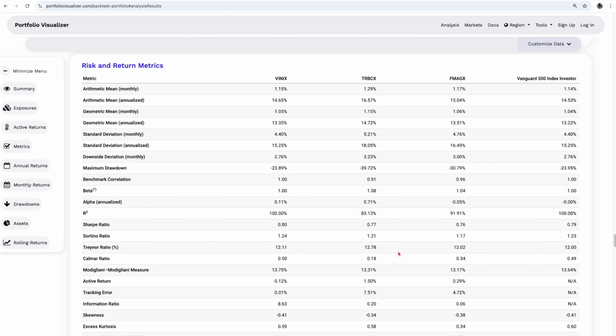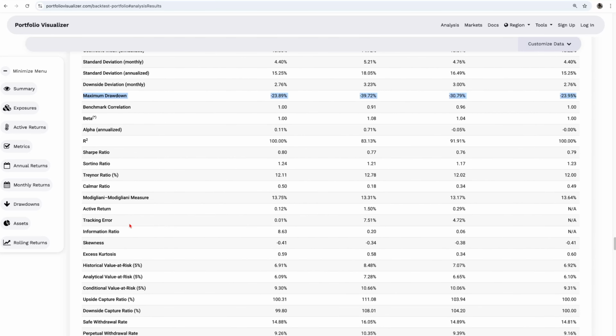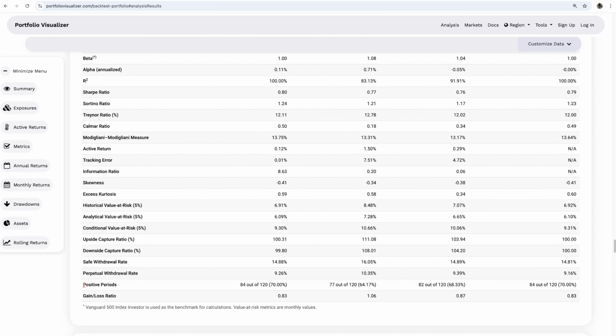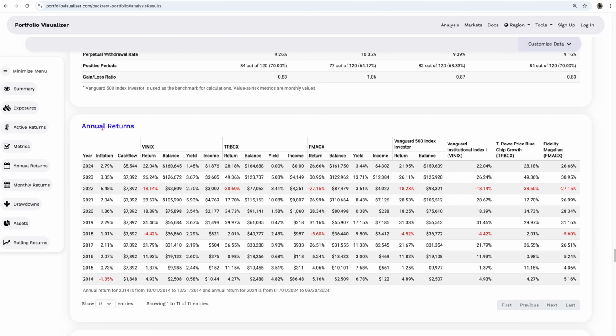Risk and return metric, max drawdown, just like you saw in the summary section. You look at the positive periods for each of the three funds. When you invest in any funds, you cannot avoid risk. And as you can see, all these three funds, less than 70% of the time, the fund has a positive return for the time period. Under the annual returns, it does a pretty good job of showing the granular data. It even shows you the inflation for that time period.